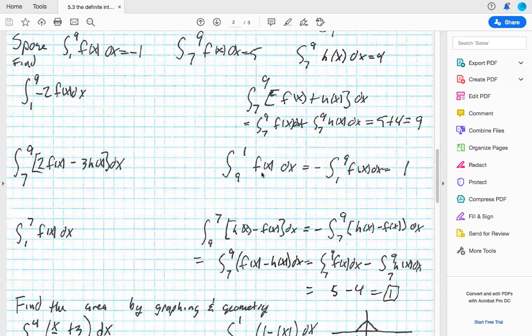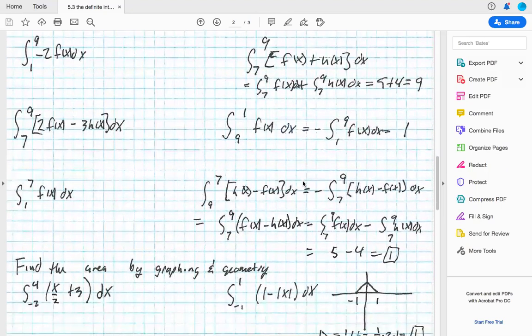Now, the integral from 9 to 1, well, we don't know what that is exactly. We have the integral from 1 to 9, but remember, the rule told us that we can flip the bounds of integration and we make this negative. So as we flip these bounds of integration, we make this integral negative. Negative integral from 1 to 9 of f of x dx is just negative -1, which gives us 1.